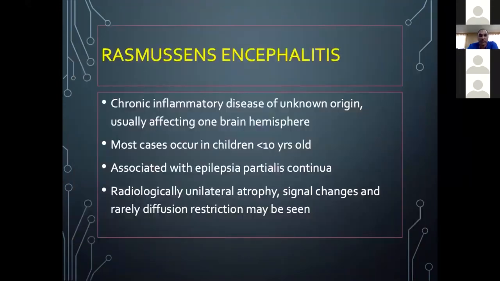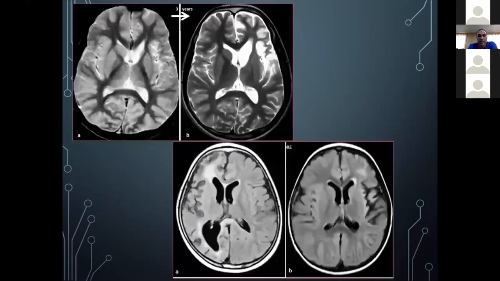Rasmussen's encephalitis is a chronic inflammatory disease of unknown origin. Usually one hemisphere is affected, but both hemispheres can also be affected. Most cases occur in children less than 10 years, and it is associated with epilepsia partialis continua. Radiologically, you can have unilateral atrophy and signal change. There can be gliosis, which can be very extensive, and in rare conditions, both hemispheres can also get involved.